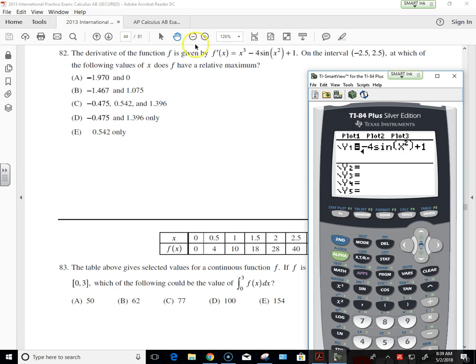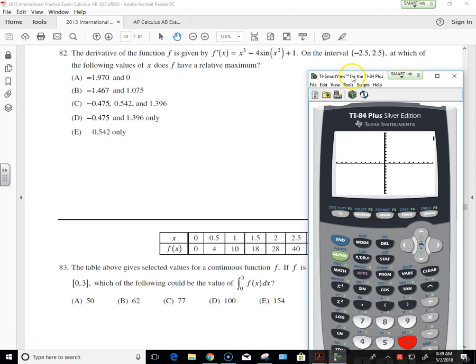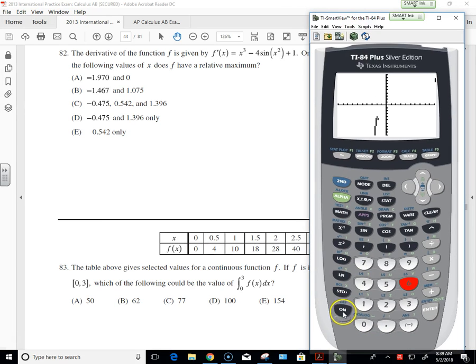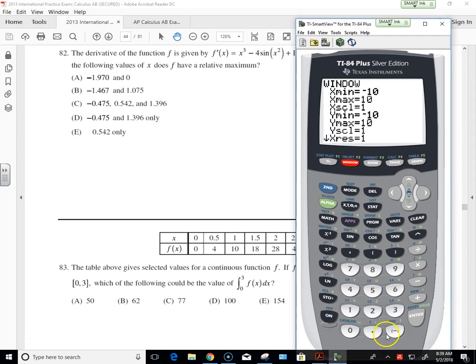Now, hold on. They gave us one more thing that'll really help. I'm going to hit zoom standard just so that I can get it set to be like the normal window. But then, what did they tell us as far as the interval? Pause. If your calculator's ever taking too long, hit the on button. It breaks the coding. Now, coming back to y equals, why am I going to change the window? So I don't accidentally go beyond the interval. So then I'm going to change my x min, x max to be negative 2.5 to 2.5.